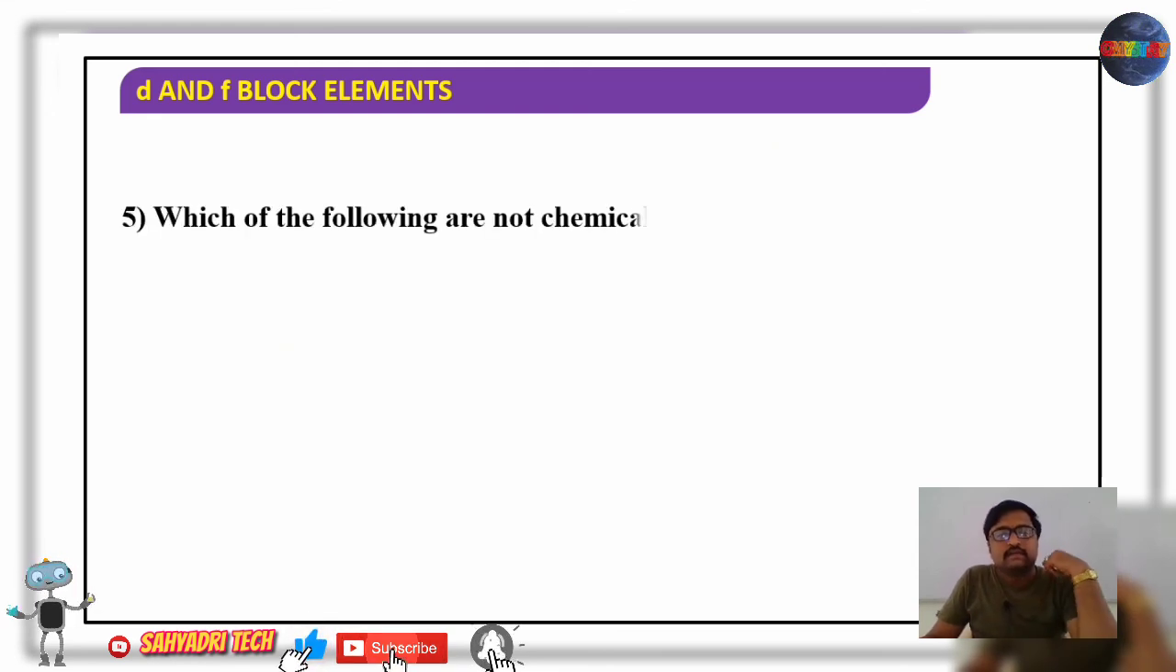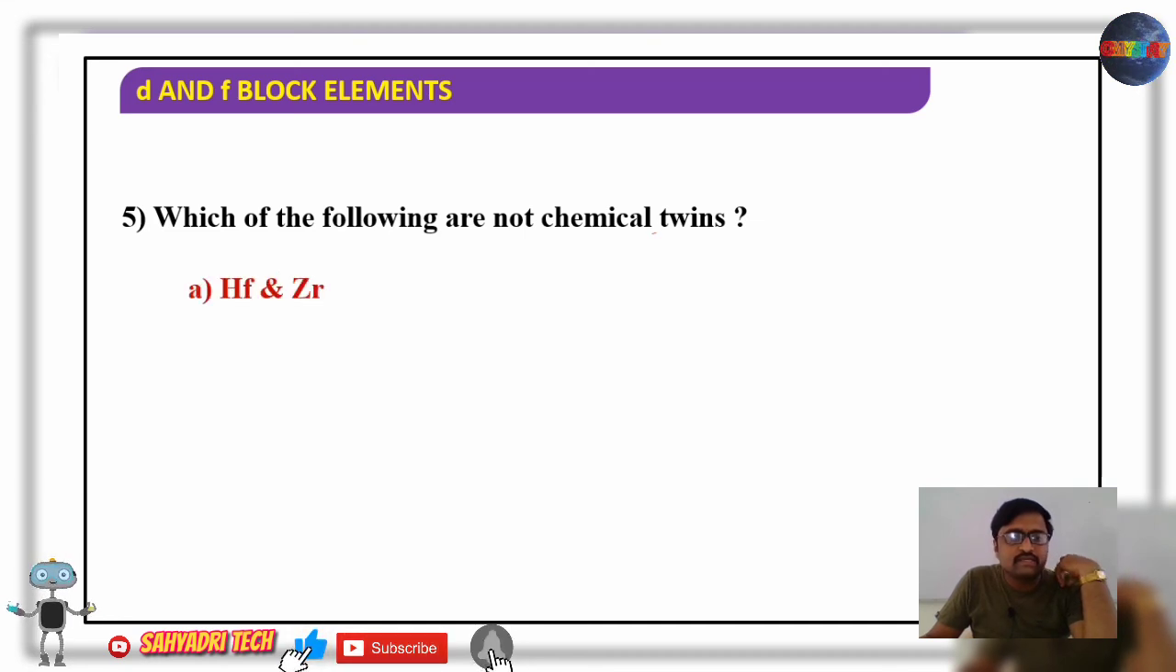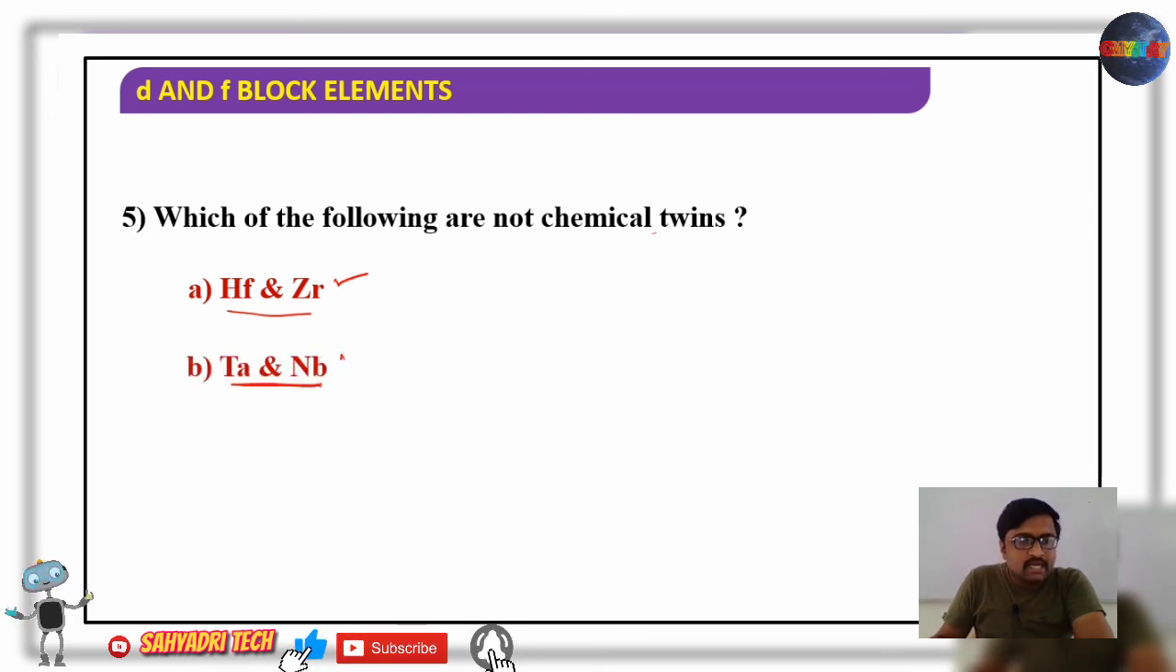Next one, which of the following are not chemical twins? So zirconium and hafnium, they are chemical twins, right? Because of lanthanide contraction, there is a similarity in the atomic and ionic radii of hafnium and zirconium, so they are considered as chemical twins. Next one, niobium and tantalum, yes, they are also chemical twins. The second option is also correct. They are asking which of the following are not chemical twins. They are chemical twins, so these are not answers.